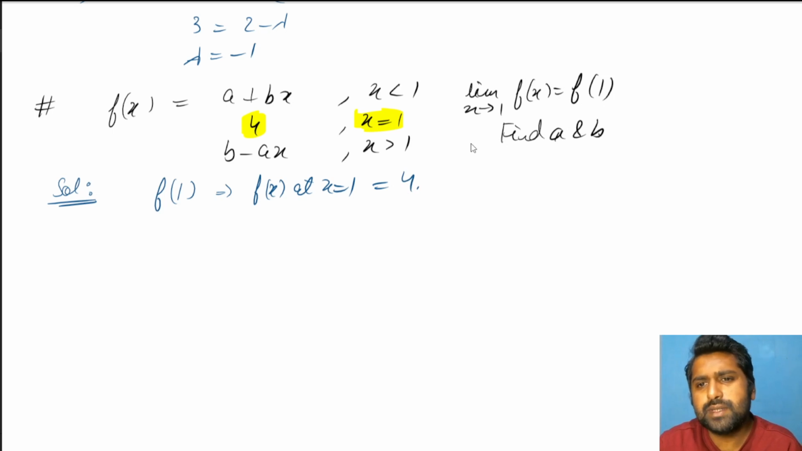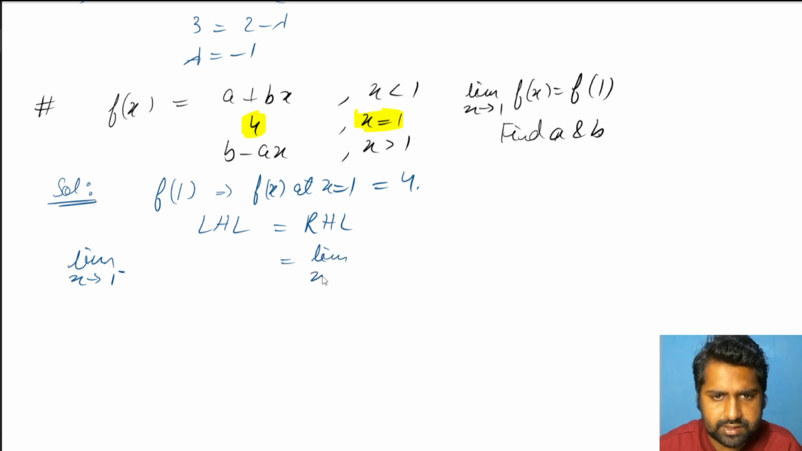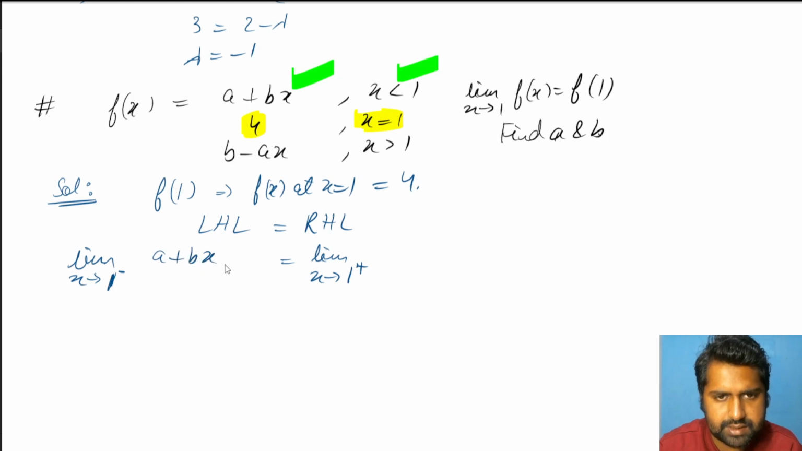In order for the limit to be something, it has to exist first, and if it exists, we'll use the same concept that LHL should be equal to RHL. So limit x tends to 1 minus, and this will be limit x tends to 1 plus. We have to select the function. For x tending to 1 minus, meaning less than 1, the function is a plus bx. So we'll say a plus bx is the function.